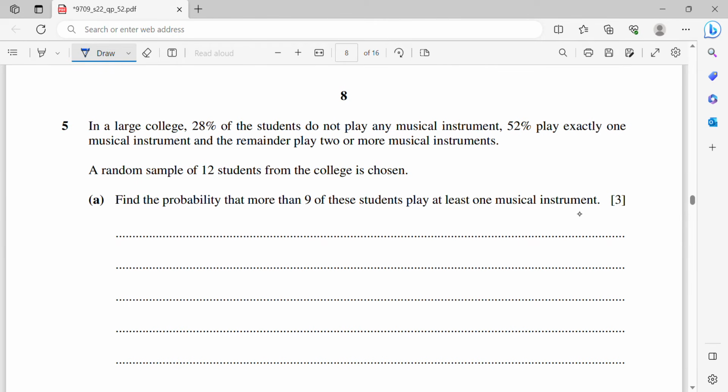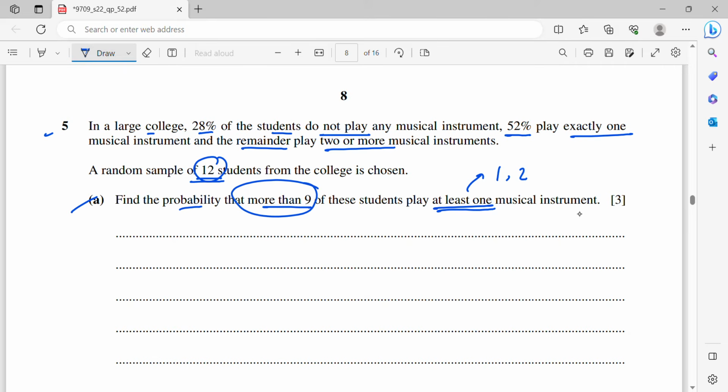Okay, now the next question is number 5. In a large college, 28% of students do not play any musical instrument, 52% play exactly one musical instrument, and the remainder play 2 or more musical instruments. A random sample of 12 students from the college is chosen. A. Find the probability that more than 9 of these 12 students play at least one musical instrument. At least one means it can be 1, 2, or more.